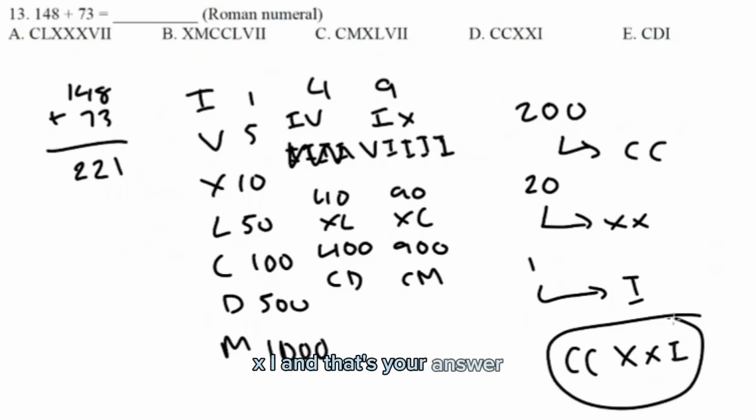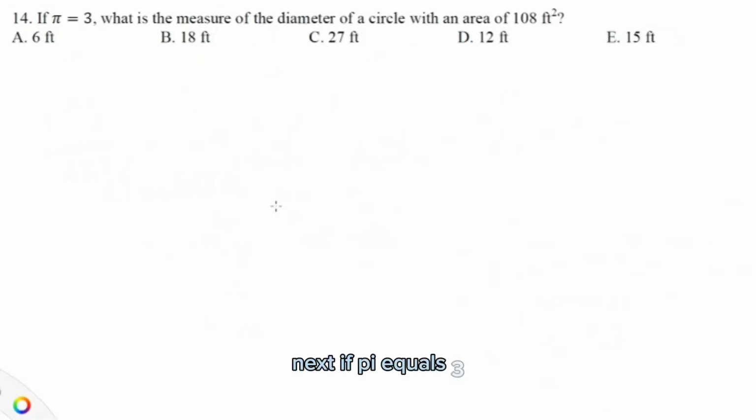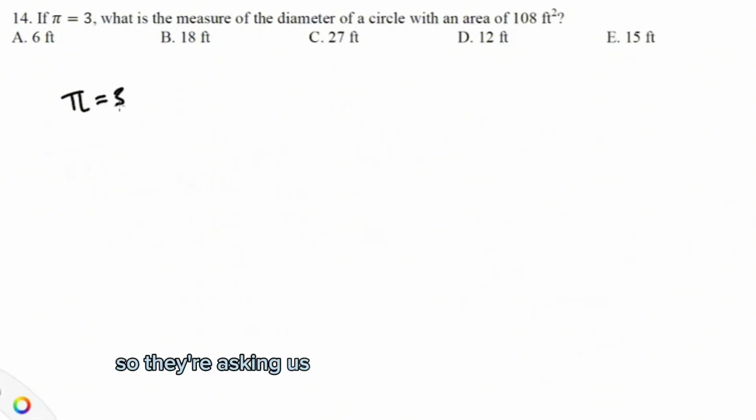And that's your answer. Next, if pi equals 3, what is the measure of the diameter of a circle with an area of 108 feet squared? Alright, so pi is equal to 3 first off. So they're asking us to find the measure of a diameter with an area of 108 feet squared.